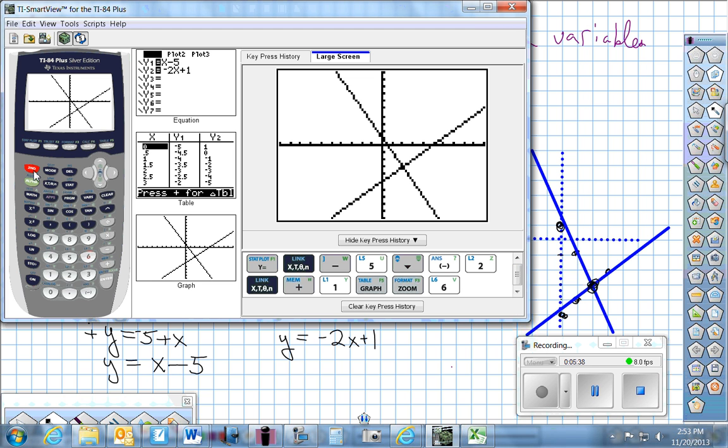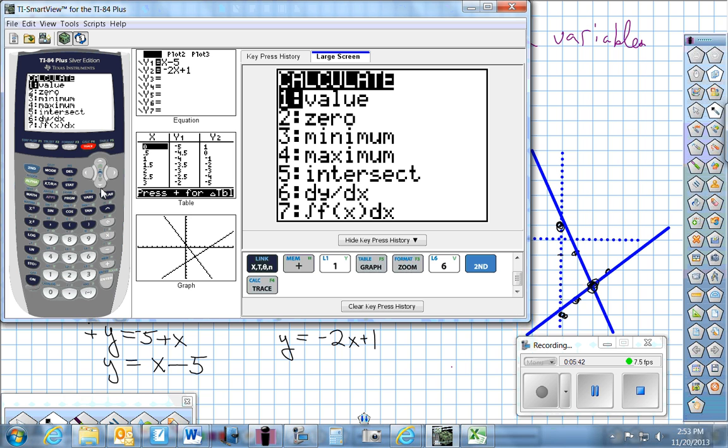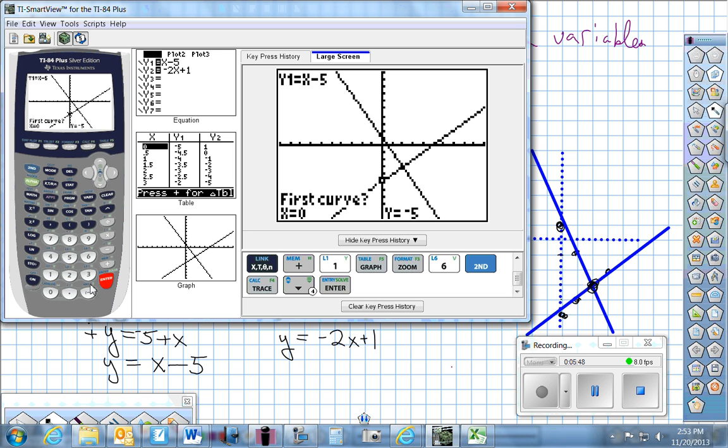You can go into your second trace menu, which is your calculate menu, and I want to find my intersection. So we did this in our last section, I believe. So I do intersect. My first curve, I know they're not really curves, they're lines. I hit enter. The little cursor will pop over to the other line, and I'm going to hit enter again. Okay, it tells me to guess.